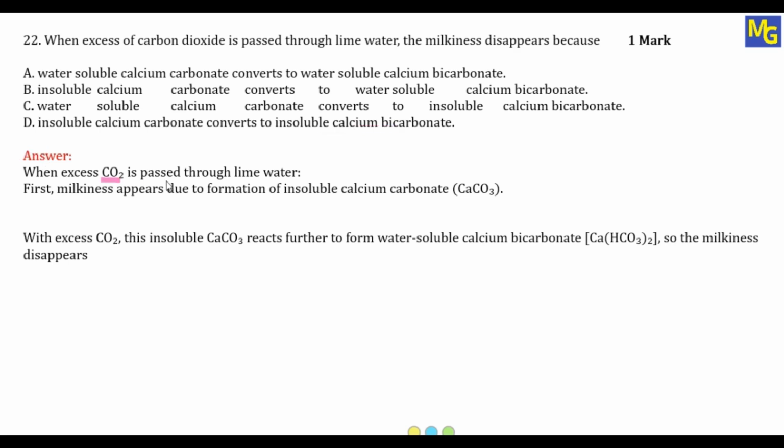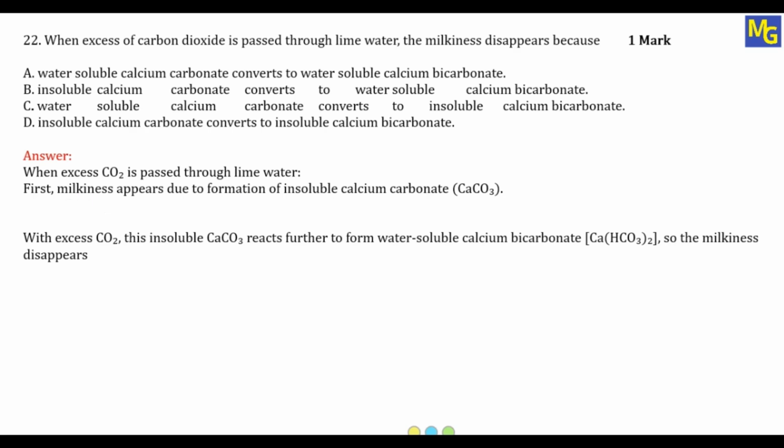When excess of CO2 is passed through lime water, we have to tell what happens. This we have to see step by step. First we will see what will happen when we pass carbon dioxide in lime water, and then what will happen when excess of carbon dioxide is passed. First, milkiness appears due to formation of insoluble calcium carbonate. Whenever CO2 is passed through lime water, calcium carbonate is formed, and this is insoluble, which will not dissolve. It will remain as it is, and due to this we can see the formation of milkiness in the lime water.